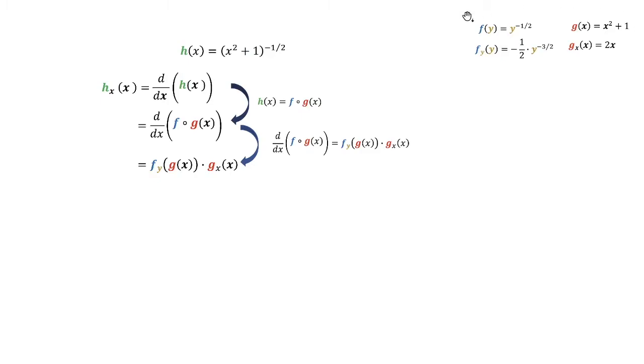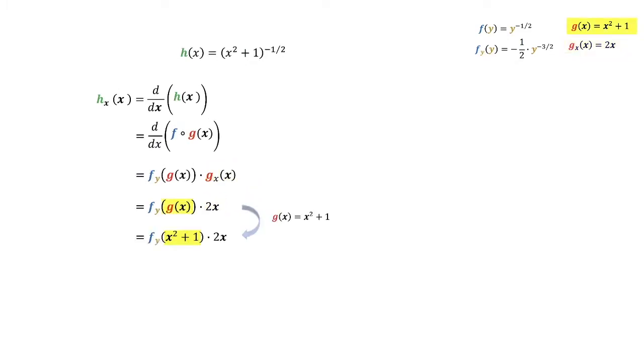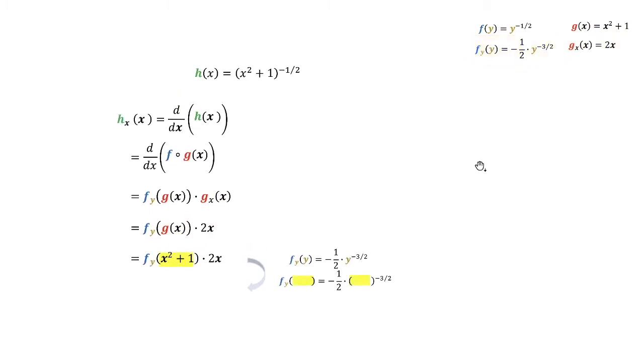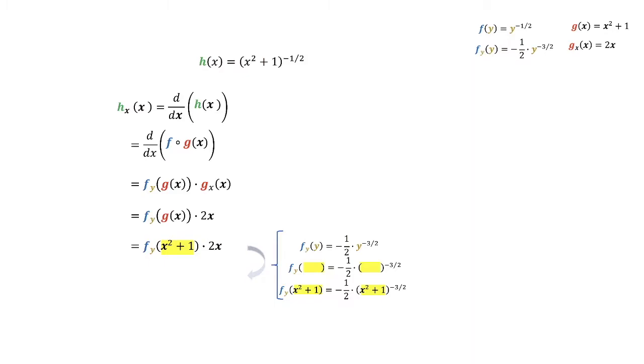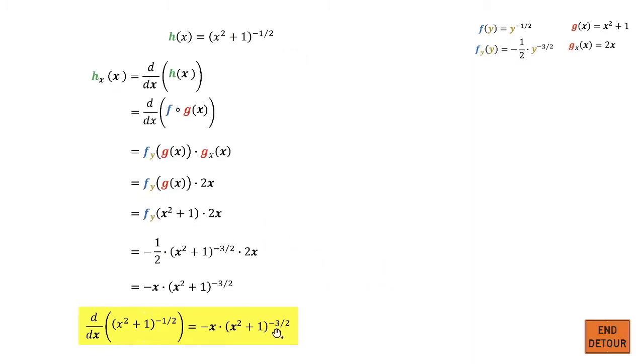Here's my table of data. And I'm just going to plug it in. So g of x, g'(x) is 2x. g is x squared plus 1. f of y, I just plug in again. y is a placeholder. Okay, I plugged in. And now it's just a matter of simplifying.